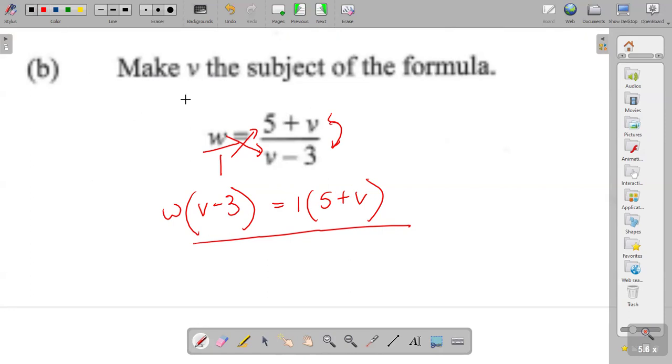Now, what would be the next thing that we do here? Multiply out the brackets, because we don't want brackets. So this is going to become WV minus 3W is equal to 5 plus V.